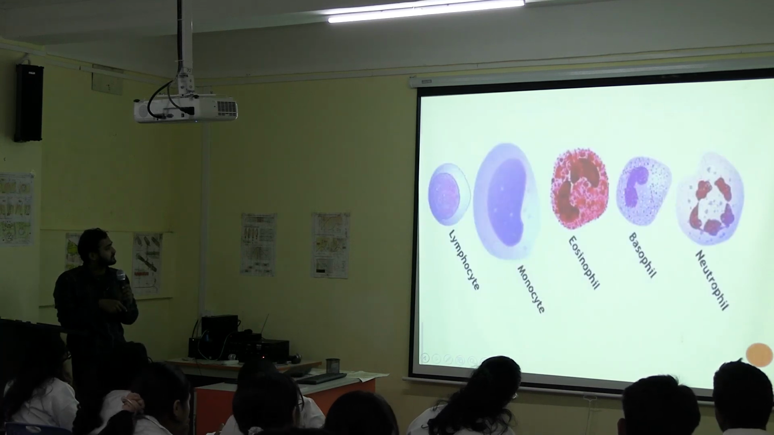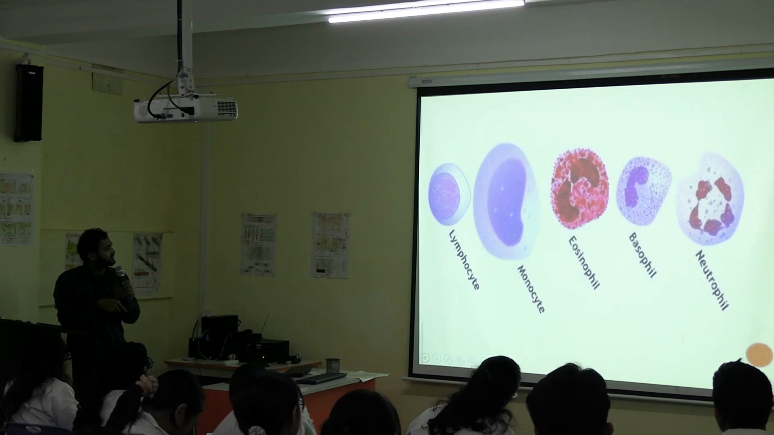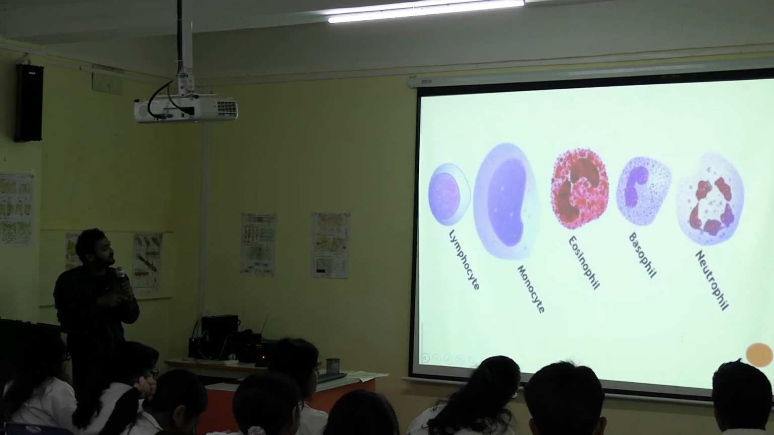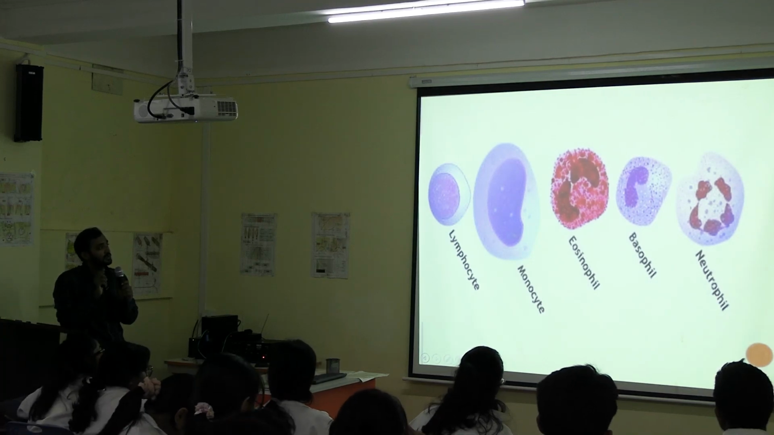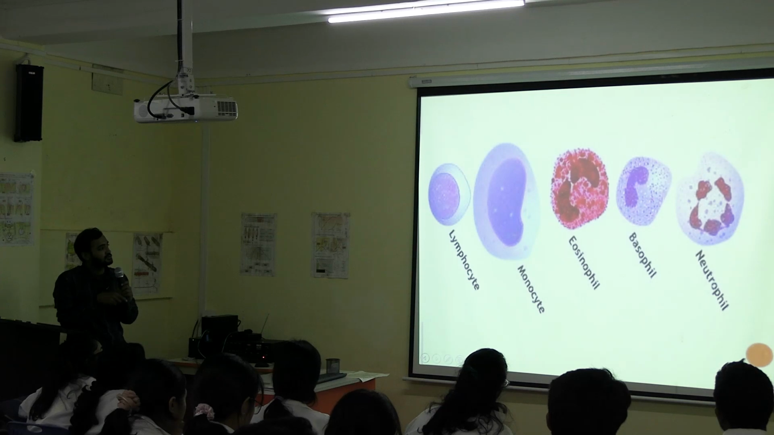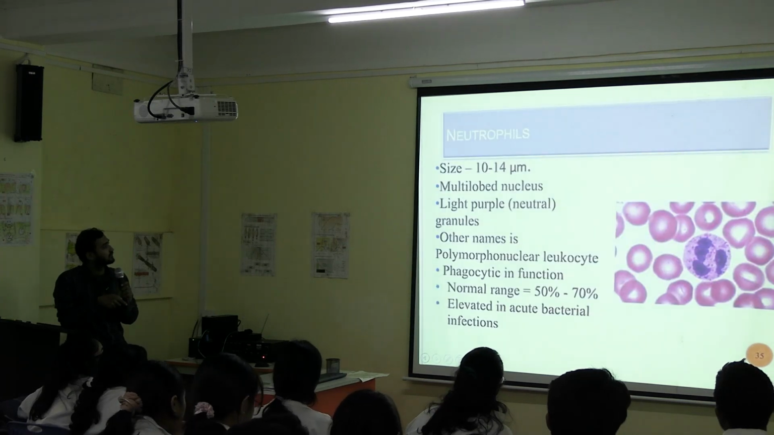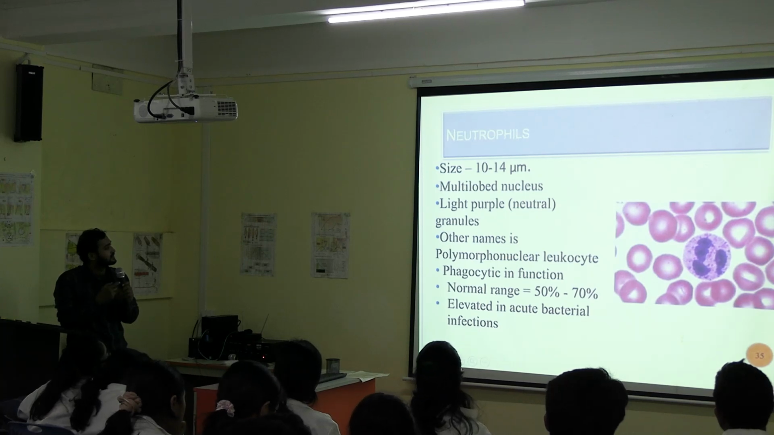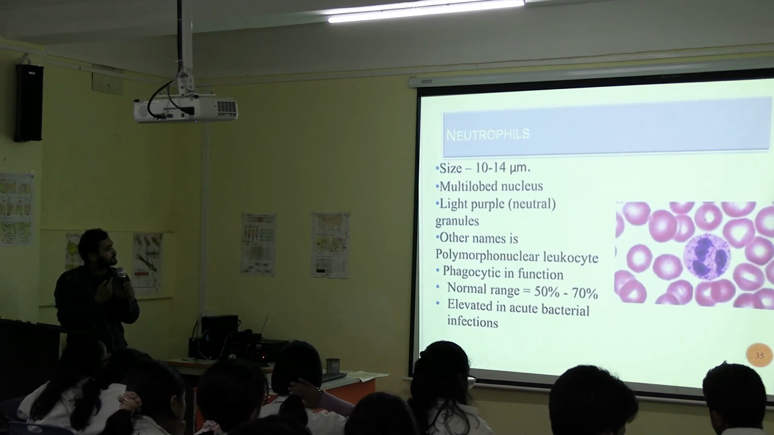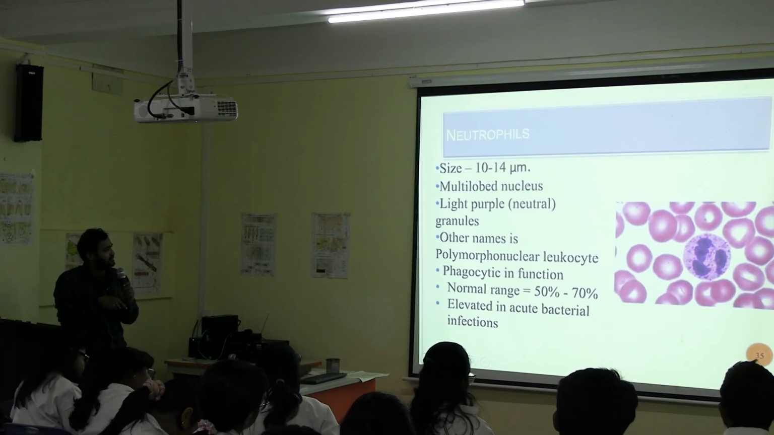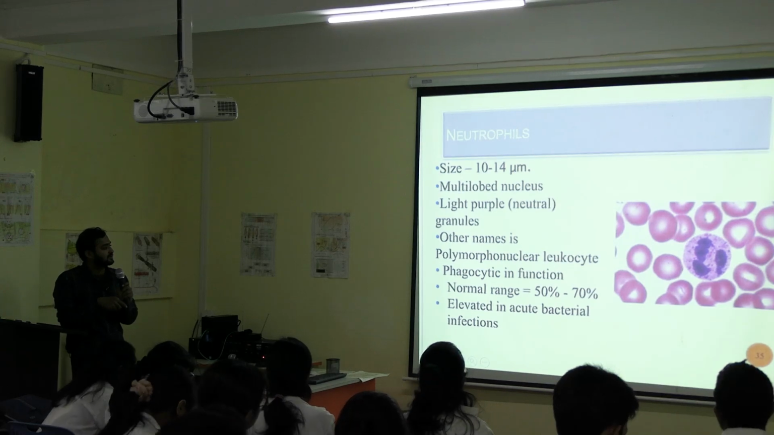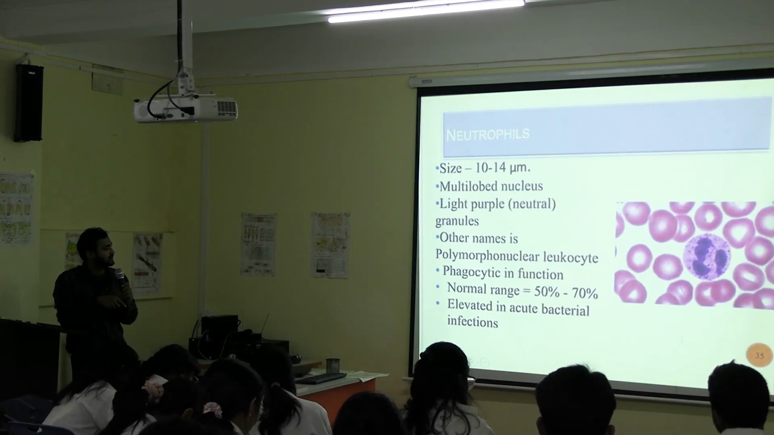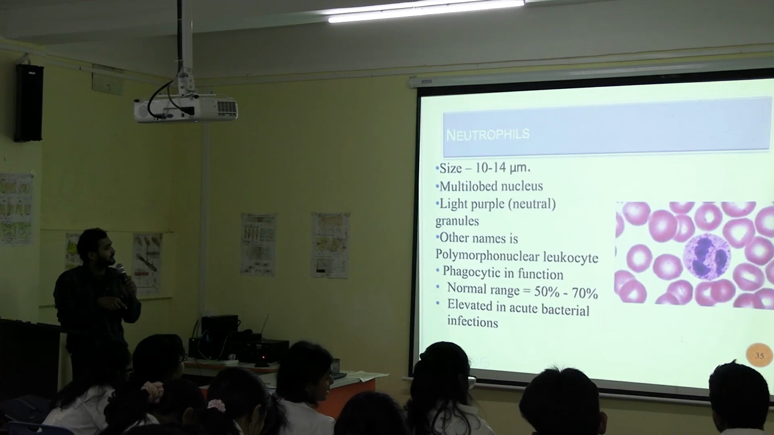Then these are the cells. Sir has already described each cell, how it will look, what the nucleus will be, whether it will be central, whether it will be lobed or not, and what the granules are, what the distribution will be. So this is the normal neutrophil, what is the size, it is multi-lobed, light purple, it has phagocytic action, and the normal range is 50 to 70%. It is elevated in bacterial infection. We will be providing you the slides, so you don't need to write now.